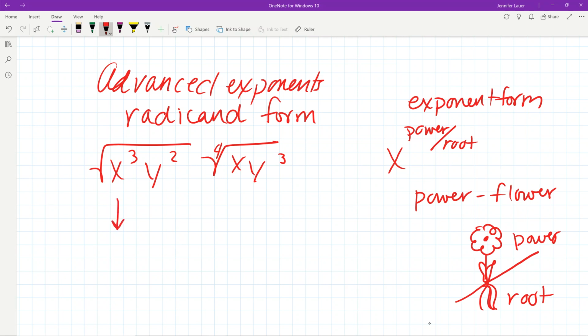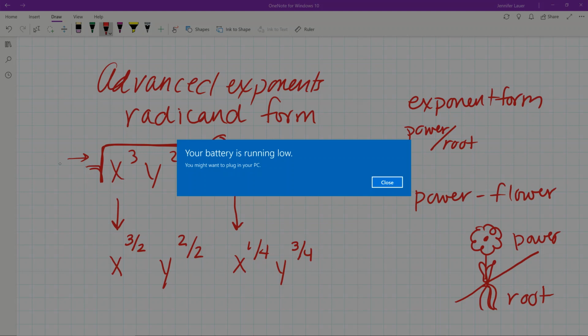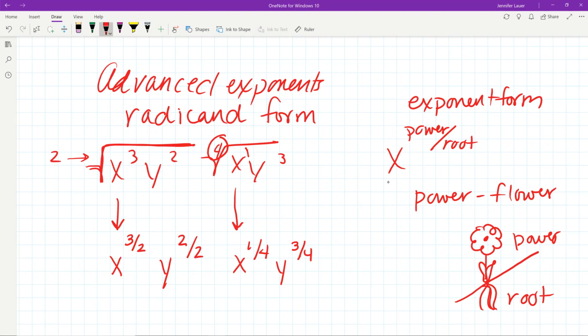So if I were to write this from radical form to exponential form, I would say 3 is my power. This is a square root, so it's got a 2 on the bottom. 2 is my power, the root is 2. Now this x, on the other hand, there's nothing there, so it's always understood to be a 1. That's your power. 4 is your root. 3 is your power, 4 is your root. Now remember, if there's nothing here, it's understood to be a square root, which is 2. So make sure you understand that portion.